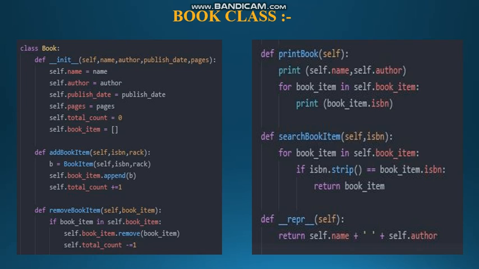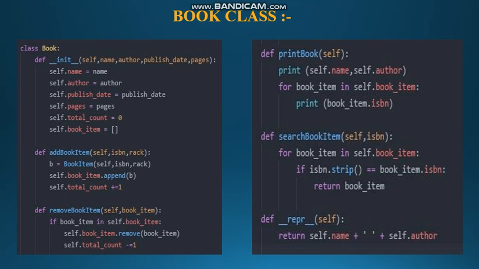If we want to add a book item in the library, we will use a function named add book item. We'll take input variables as ISBN and RAC. So we will update the total count by 1 when we add a particular book in the library. Here total count represents the number of copies, means when a book is added, number of copies increases by 1. Similarly, if we remove a book in the library, means student issued the book, then number of books in the library is reduced, so total count decreases by 1.